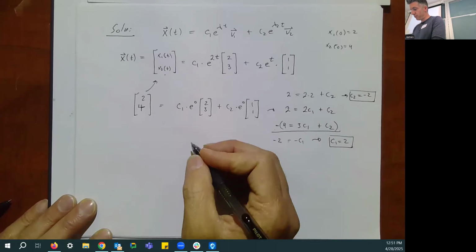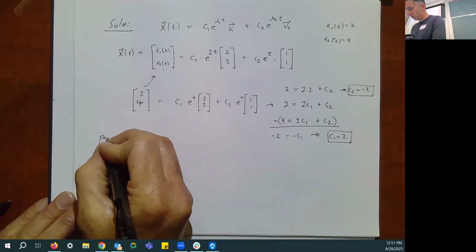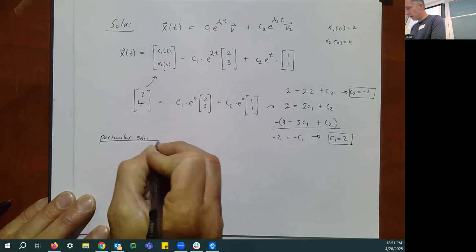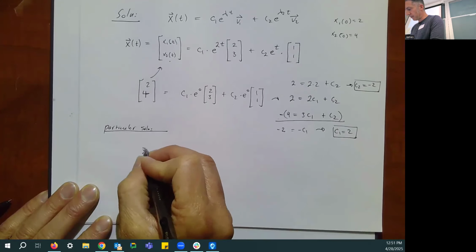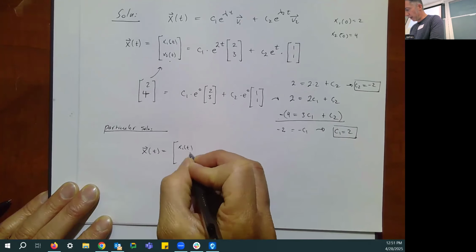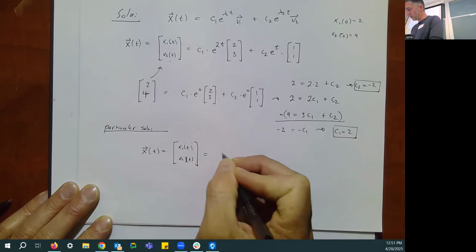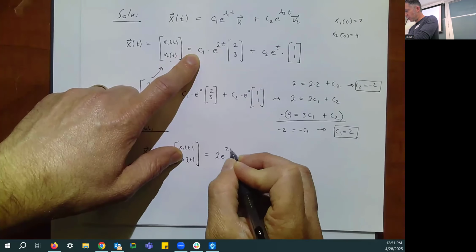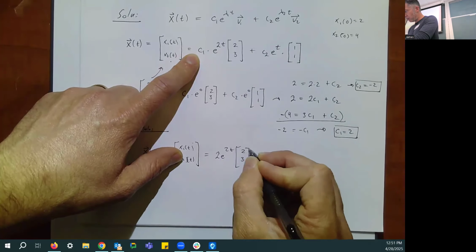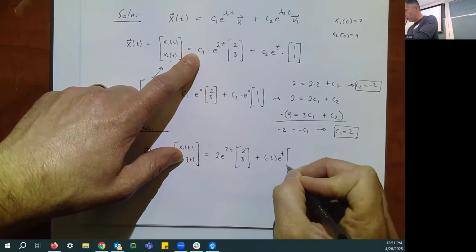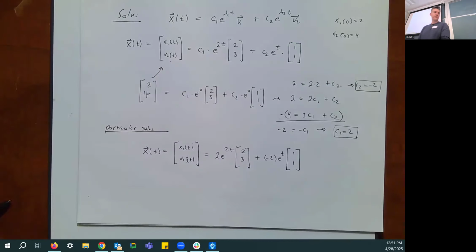So my particular solution is that x of t, which is equal to x1, x2, is equal to 2e to the 2t times (2, 3) plus negative 2e to the t times (1, 1).